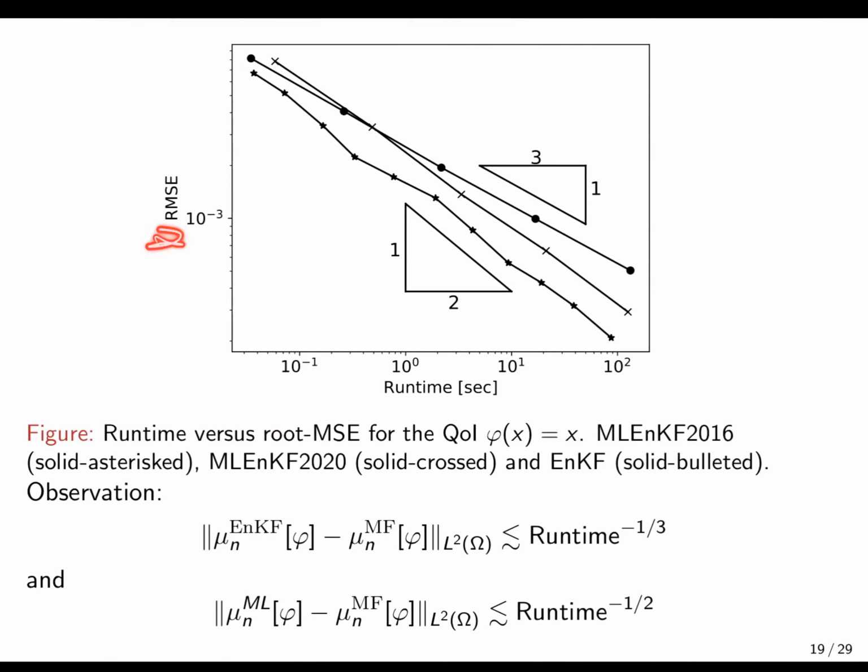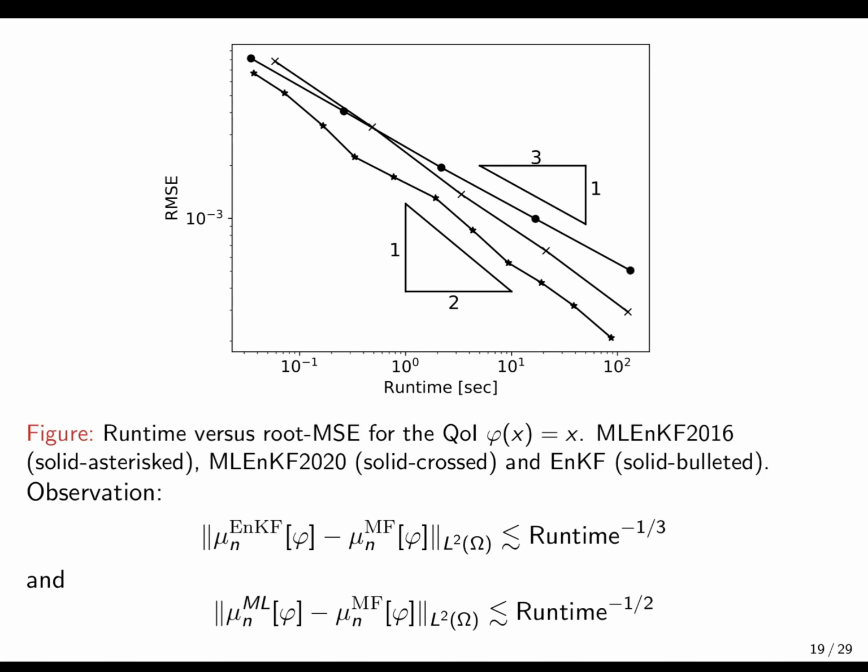All right, so here is a root mean square error versus runtime plot for the 3 algorithms I've mentioned up to now. So this solid bulleted line, this is the performance of EnKF, and if you study it a bit, you will see that the root mean square error is really the L2 convergence rate of EnKF towards the mean field filter for this kind of quantity of interest. And if you study it, you will see that it has a convergence of the order given here. So runtime to the -1/3.